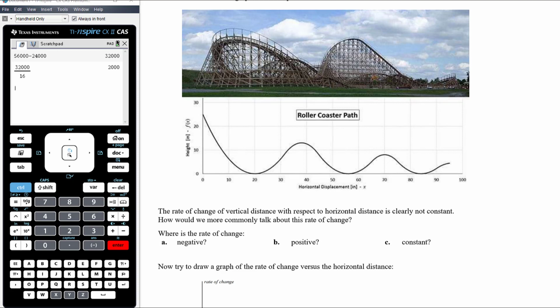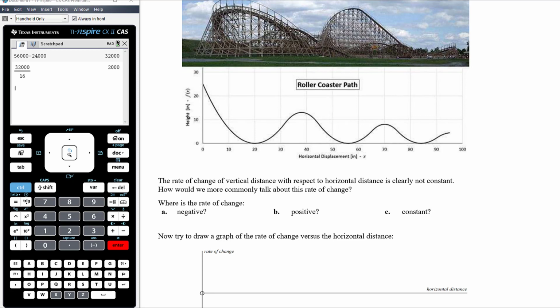So how would we more commonly talk about this rate of change? Let's think about where the rate of change is positive, where it's negative, where it's constant. Okay. So we clearly have negative rate of change where the roller coaster is sloping down.